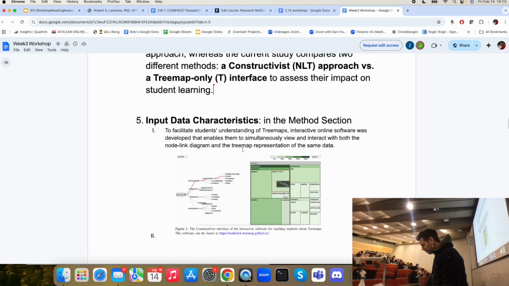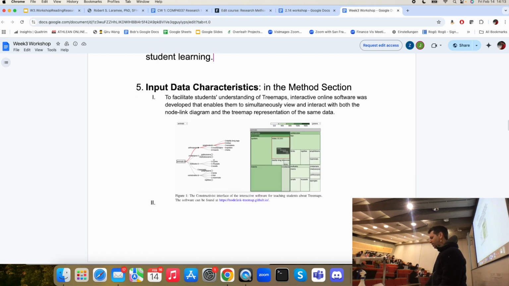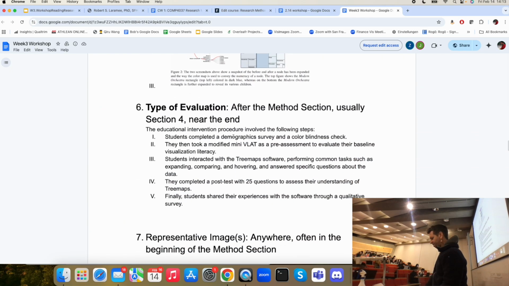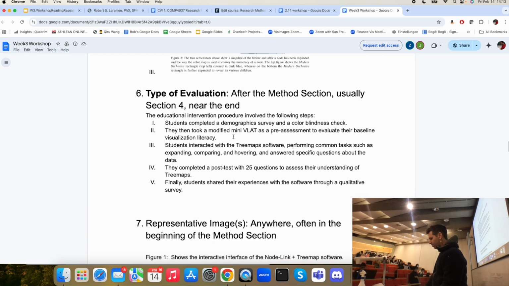So the input data characteristics, see this? This is data. This is hierarchical data. That's one of the input data sets, right? It's hierarchical data. That's the input data. Type of evaluation. So this is a user study evaluation.